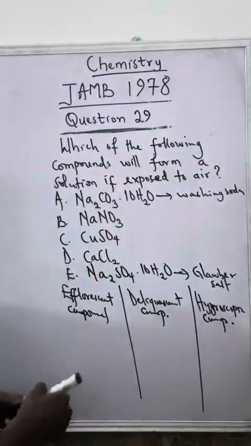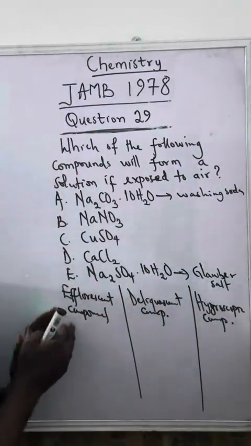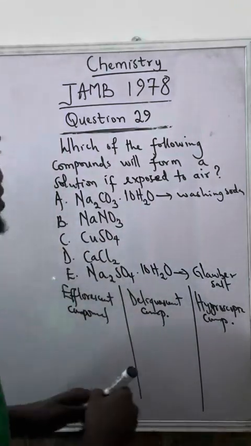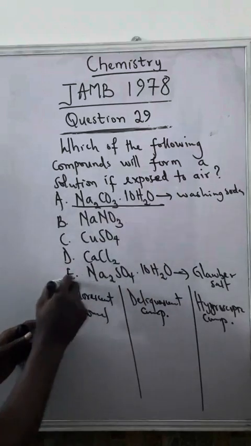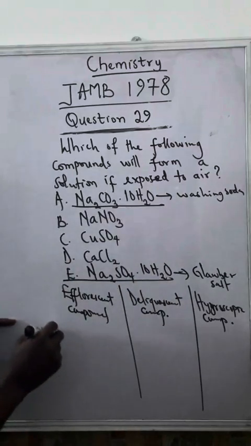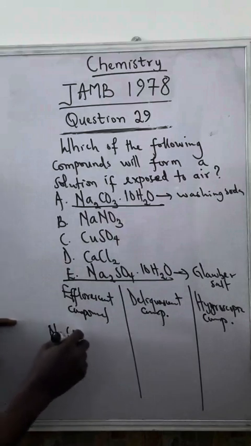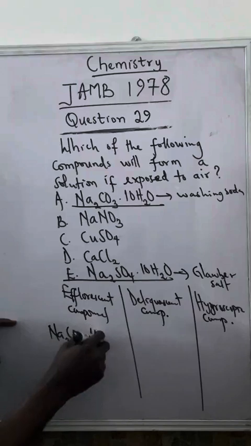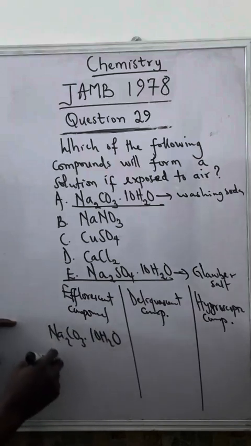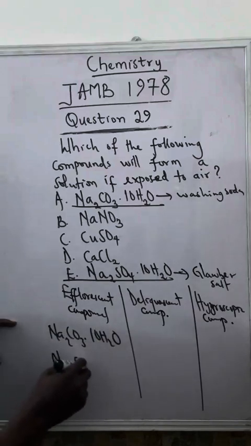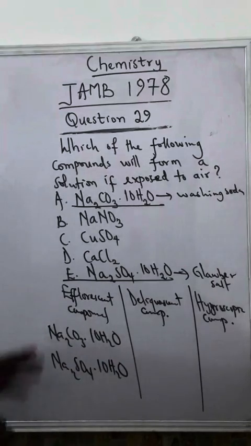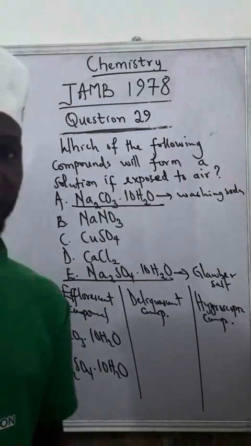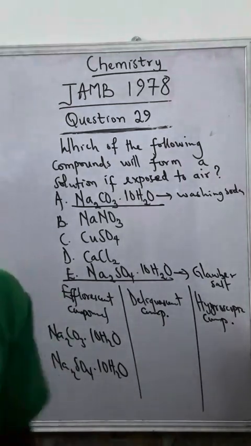So a good example of that, you will see that such substances always contain water of crystallization. A good example of that is option A and option E. So both Na2CO3.H2O and Na2SO4.H2O. So they can lose a part or the whole of their water of crystallization. We have more examples on that.